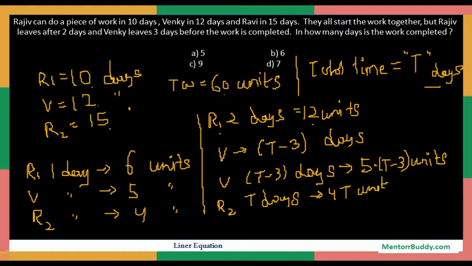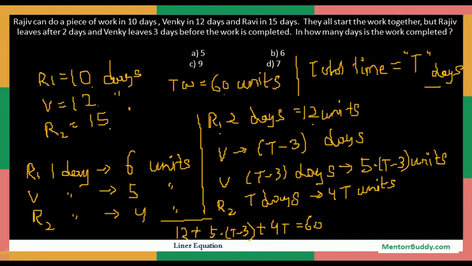Now summing up all the values: Rajiv, R1, worked for 2 days, and the work finished by Rajiv is 12 units, plus Venki worked for T minus 3 days, and the work finished by Venki is 5 into T minus 3 units of work, plus Ravi must have worked for the entire period of T days, and the work finished by him is 4T, and that is equal to the total work, which we had already considered to be 60 units.